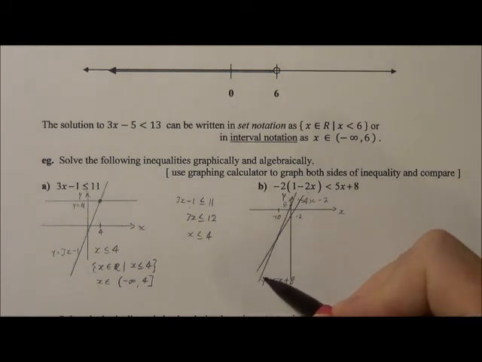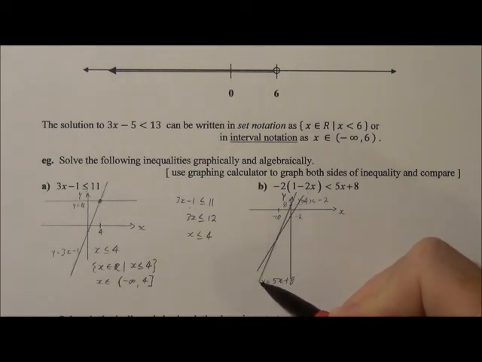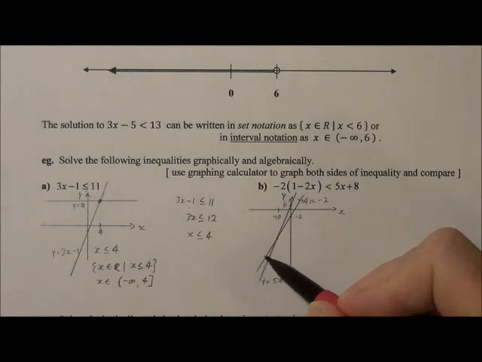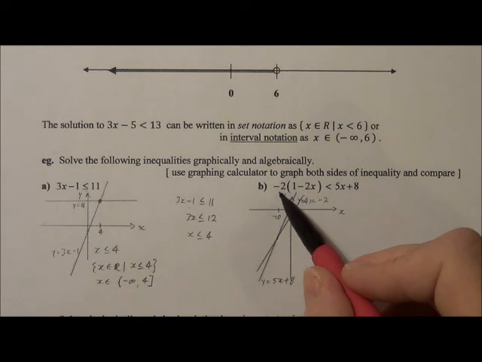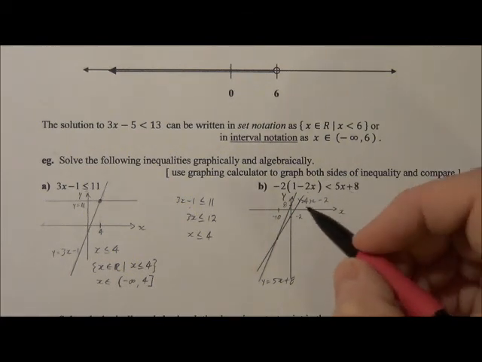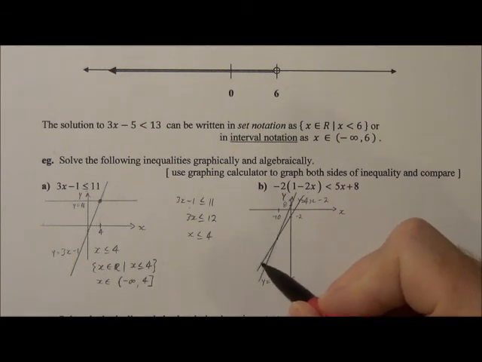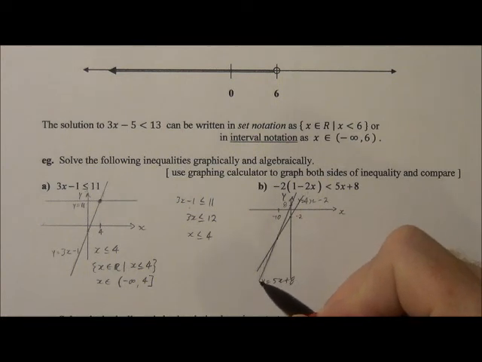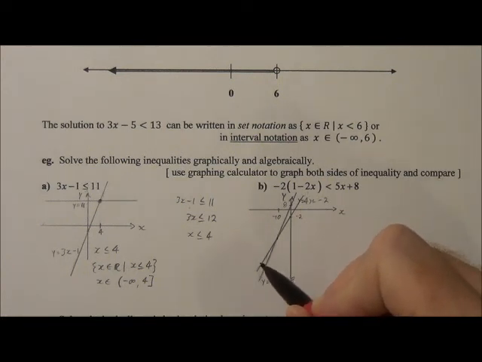Well, 5x plus 8 is this steeper line here, and 4x minus 2 is this other line here. So we want to know for which values of x this expression is less than, or underneath, the line 5x plus 8. If we take a look over here, 4x minus 2 on this side is actually above this line 5x plus 8. So that's where 4x minus 2 is greater than 5x plus 8.